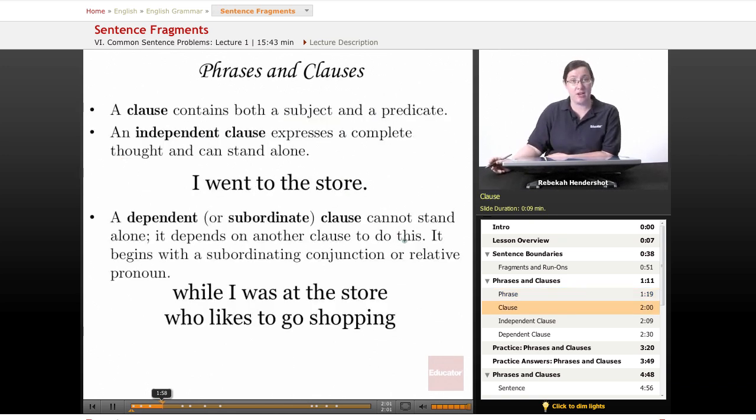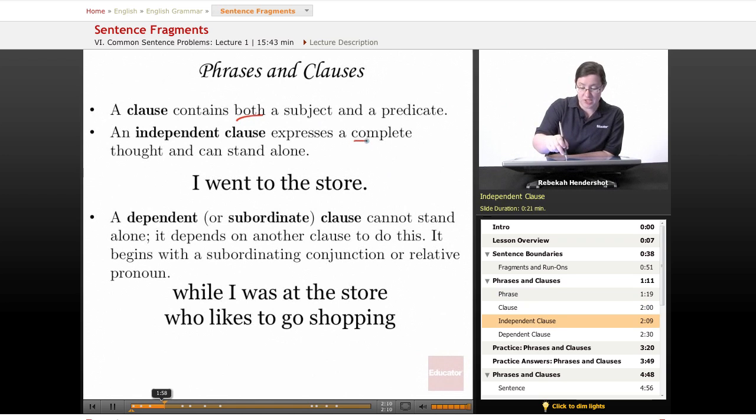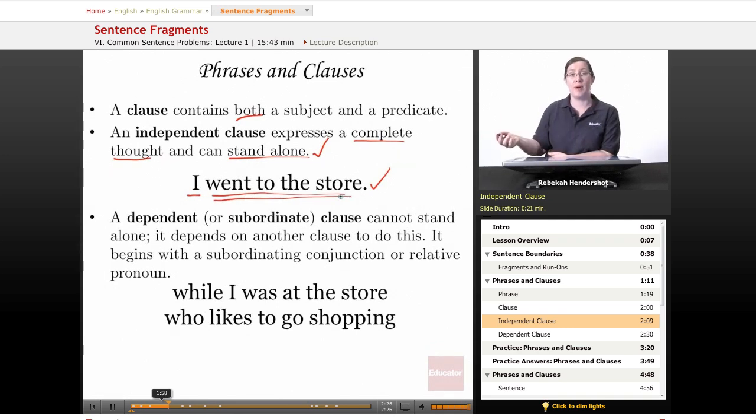Now, a clause, unlike a phrase, contains both a subject and a predicate. And there are two different kinds of clauses. There's an independent clause, which expresses a complete thought and can stand alone. So in this case, "I went to the store" is an independent clause. It could be a sentence all by itself. It has a subject, "I." It has a predicate, "went to the store." It works perfectly well as a sentence all by itself. It's independent. It doesn't need anything else.